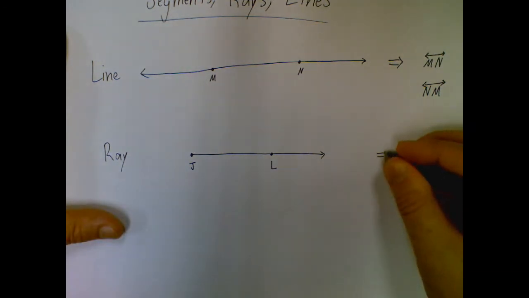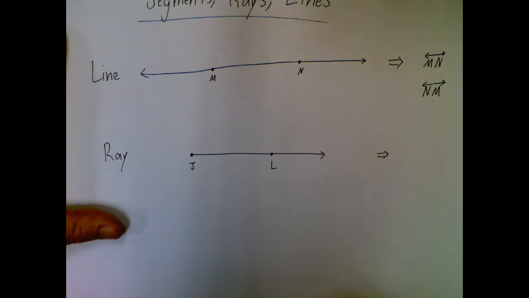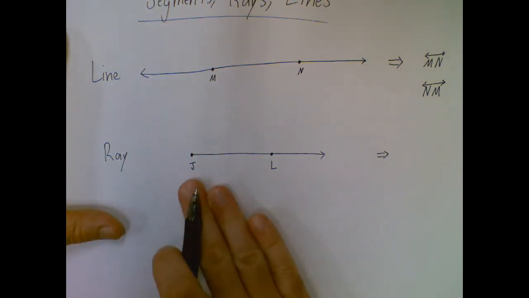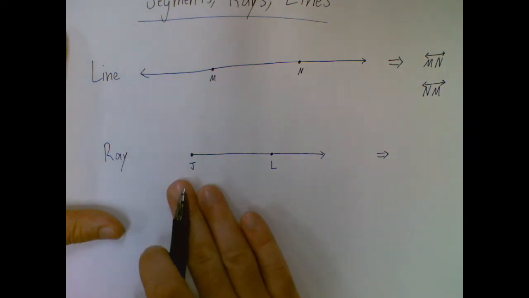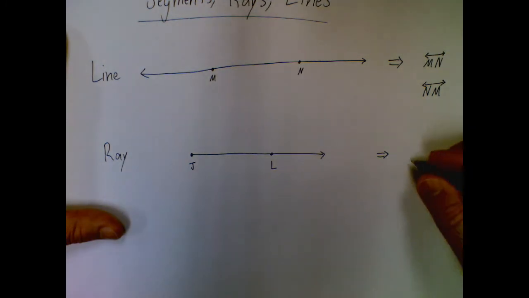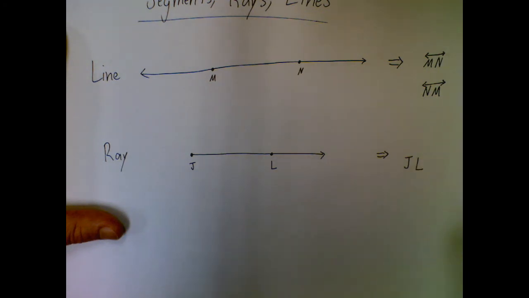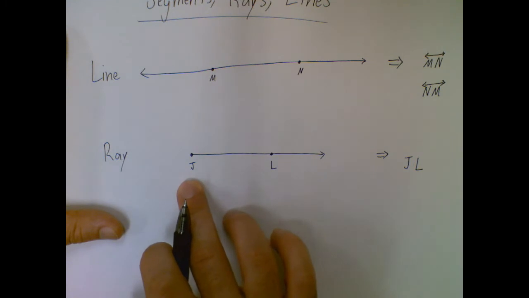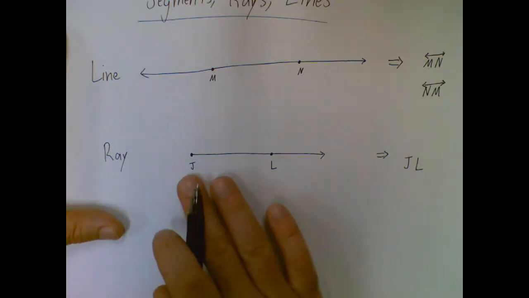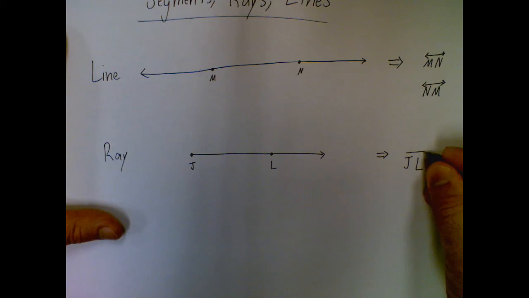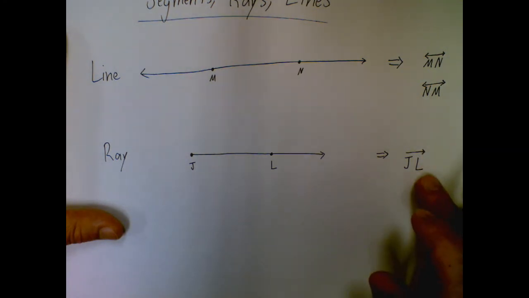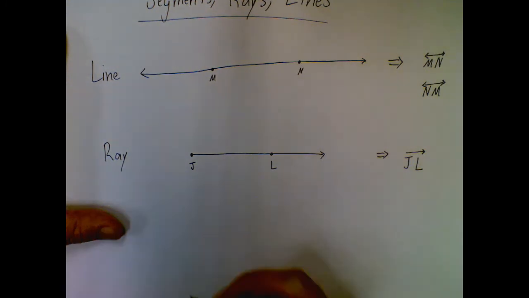This one only has one way to use the notation here. Because the direction is important, I need to go from the starting point to the other one. So J has to go first this time, then L. And it doesn't matter which point you pick beyond that, except for J has to be the first one. And then I'm going to do the same thing. I'm starting from J and going through L. So I'm going to draw this, and the arrowhead will go on the right side. So starting at J and going through L.